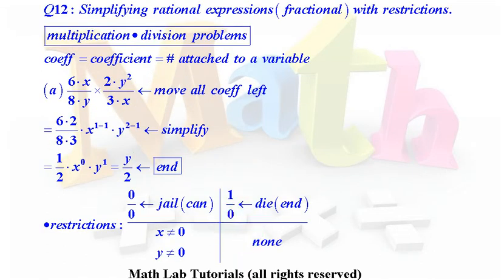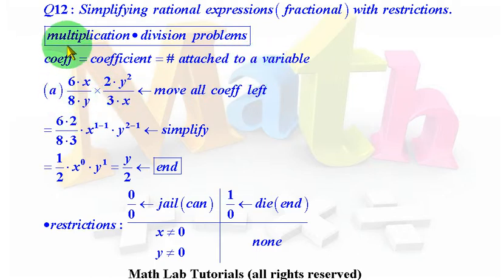Question 12 says simplifying rational expressions, aka fractions, with restrictions, and these will be like multiplication division problems. There are two distinct types of problems, and one of them is multiplication and division, and the other one would be addition subtraction, which I call LCD problems. COEFF is short form for coefficient. It's the number attached to a variable.